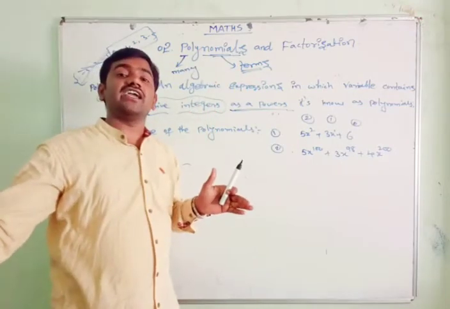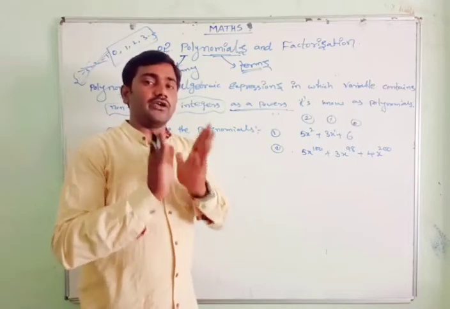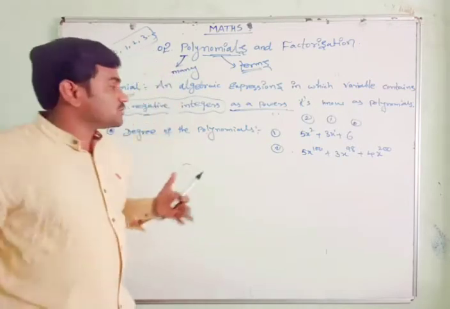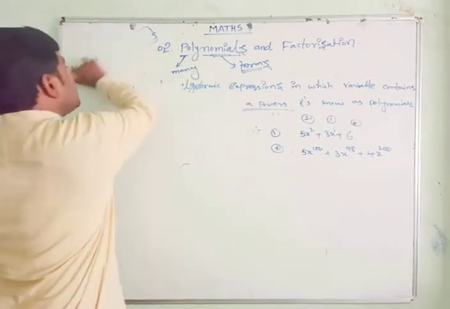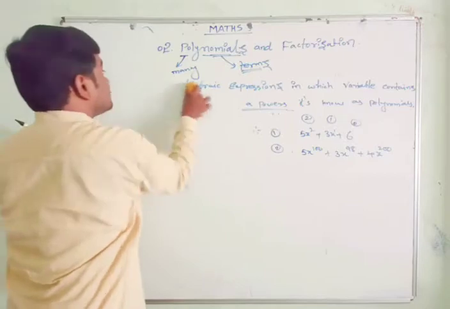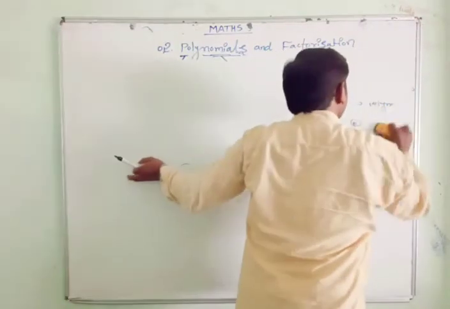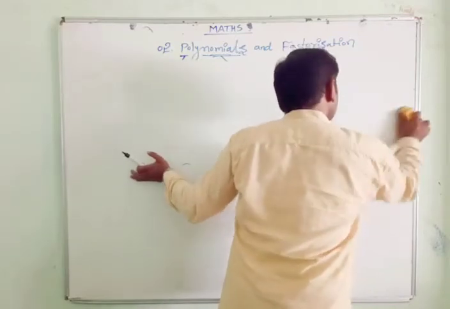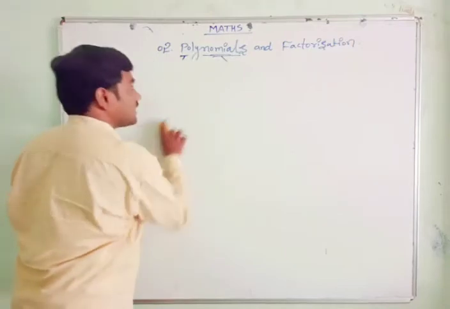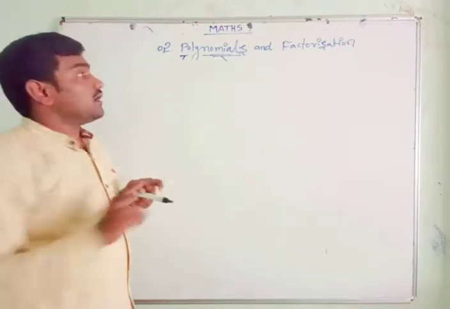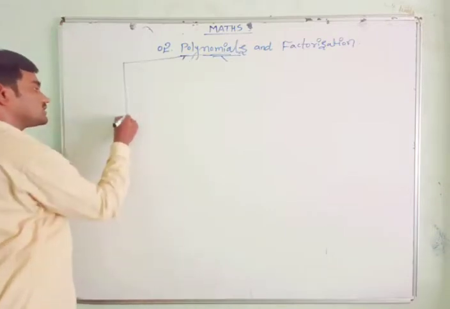The highest degree of an algebraic expression is known as the degree of the polynomial. When you know this basic, then only you can learn about the polynomials exercise number 1. Here again we have to learn about the types of polynomials. The polynomial is classified into many types. Let us learn one by one.